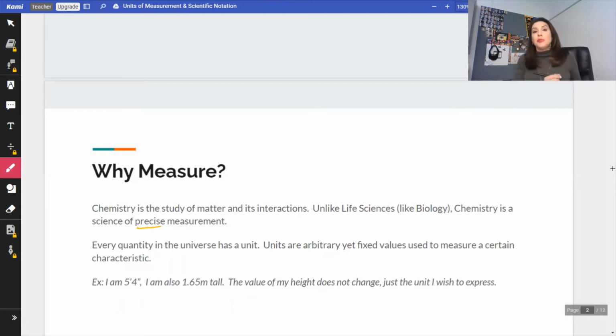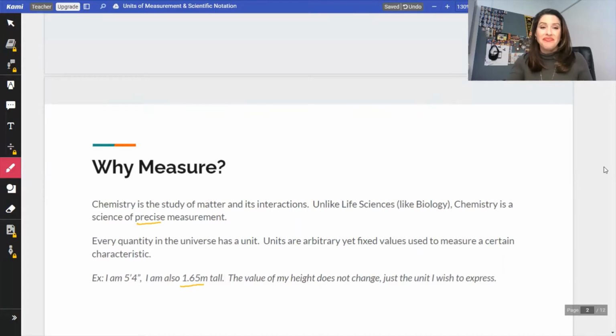Let me give you an example. I am 5'4". That means 5 feet and 4 inches tall. But I'm also 1.65 meters tall. These are two true statements. They're just using different units to represent an actual phenomenon of height, in my case. The value of my height does not change. Only the number and the unit that I am expressing it in changes.